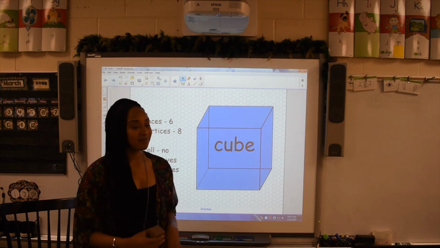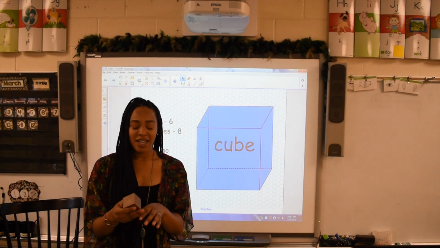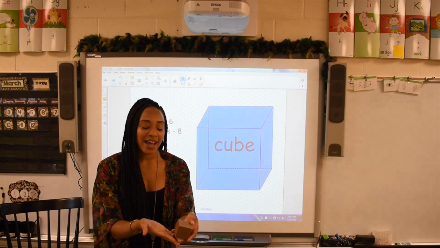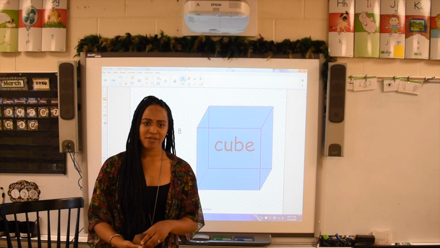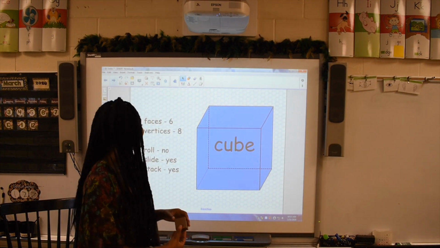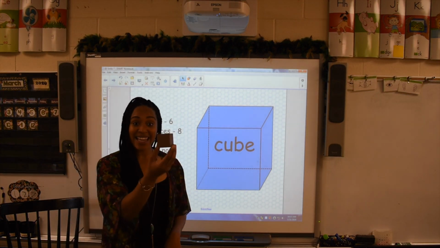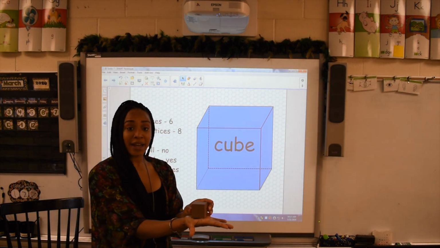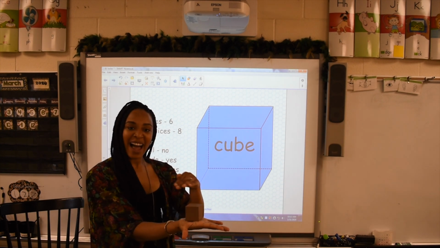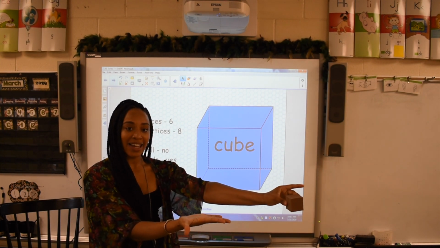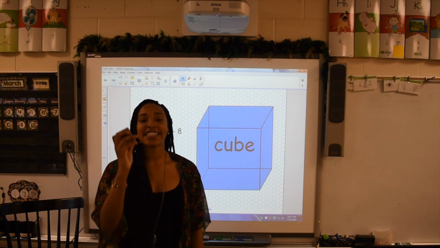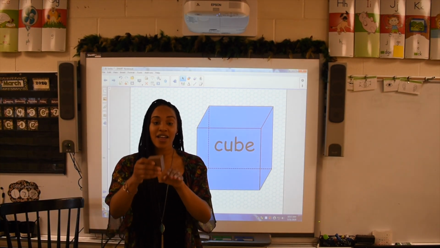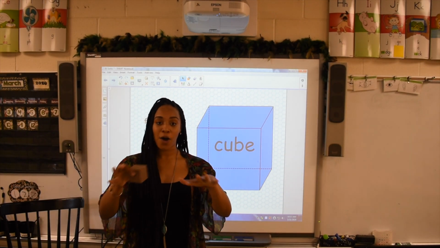Can it roll? No. Talk with a family member about why you think a cube cannot roll if I were to place it on the ground. Can it slide? Yes. It can slide but not roll because there's still a flat base. I can still slide it over my hand or on the ground. Can it stack? Definitely, because there are flat faces that will help it stand.